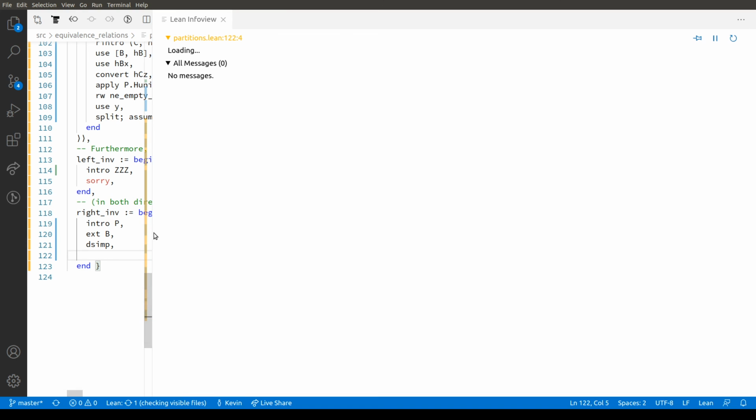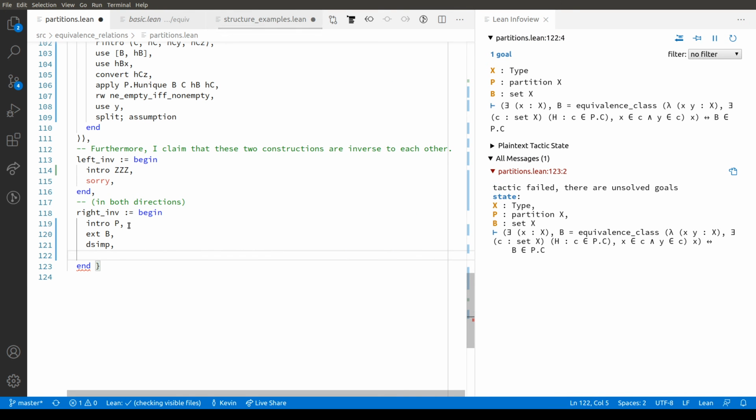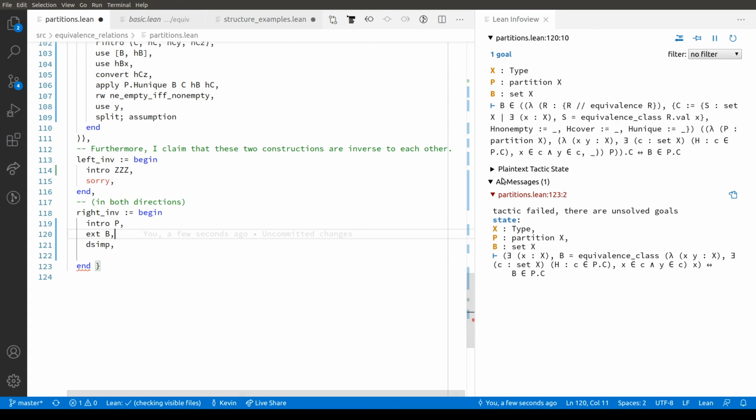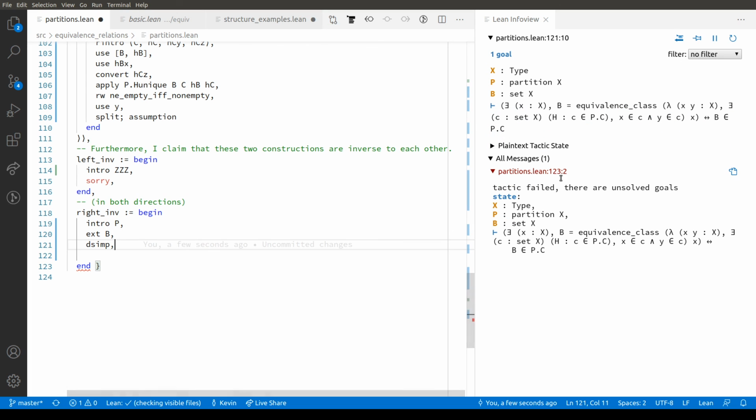But in some sense, this was the last thing I wanted to show you. We introduce a partition. How do you prove that two partitions are equal? Use extensionality. Two partitions are equal if and only if they're made from the same blocks. So this says, let B be a set, then B is a block if and only if B is an equivalence class for the equivalence relation that we made using the partition.